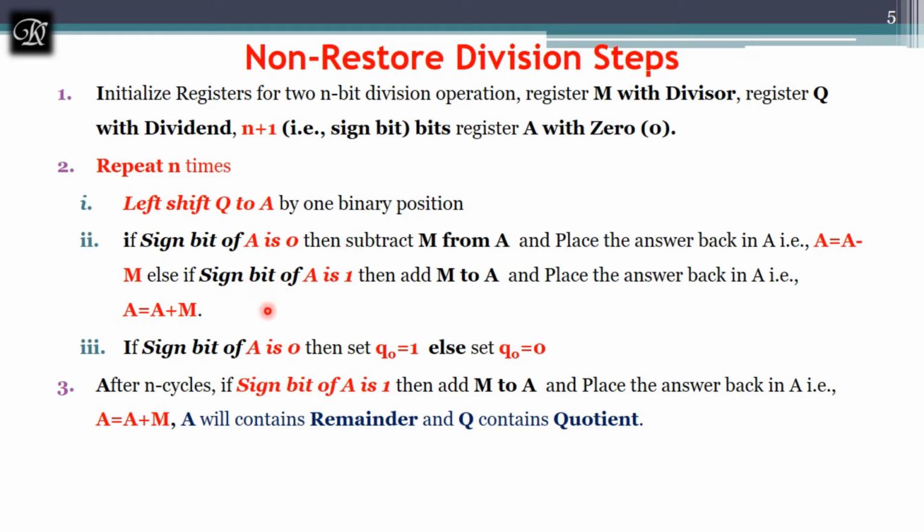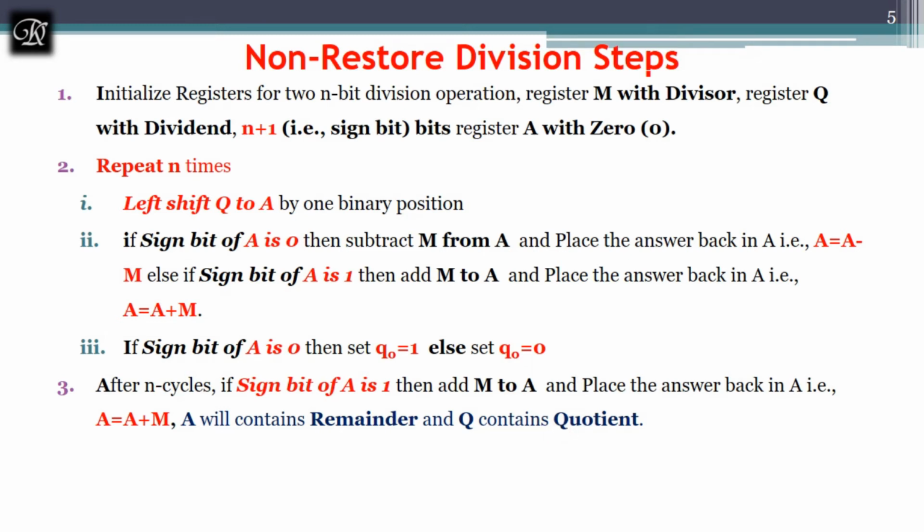After n cycles, check whether A has a negative number, that is, the sign is 1. Then you have to add M to A. It means you have to restore A back to the positive value. Otherwise, if the sign of A is 0, meaning it is a positive number, then there is no need to perform addition. So you will have the remainder in A and the quotient in Q.